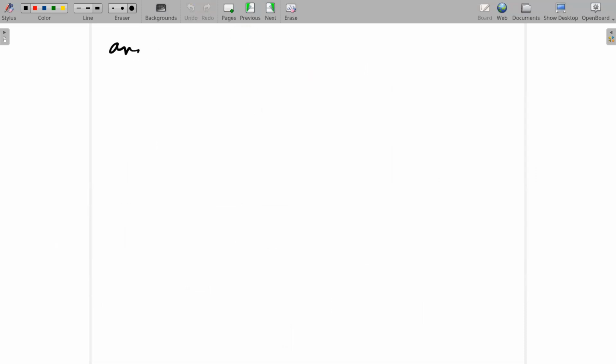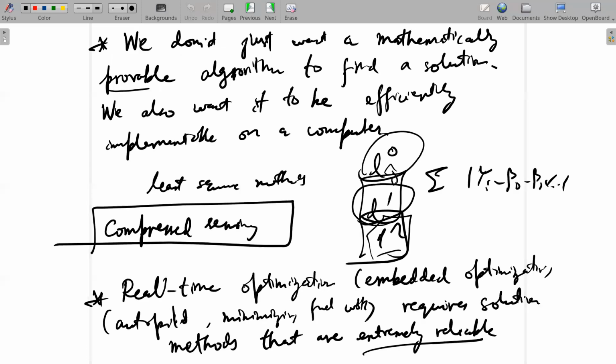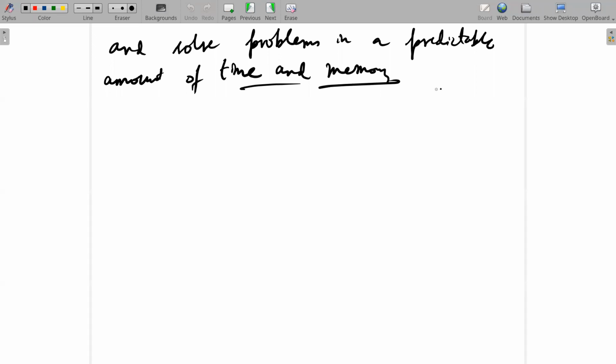Solve problems in a predictable manner, and in a predictable amount of time and memory. So let's look at this a little bit, because whatever embedded device you have, it has an upper cap on how much memory it has, and on what reaction time you have.